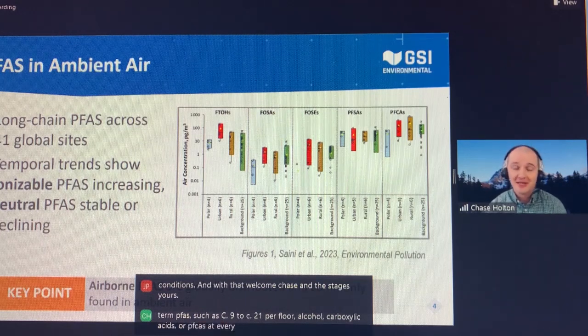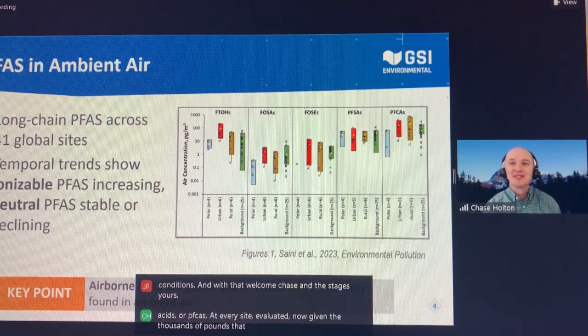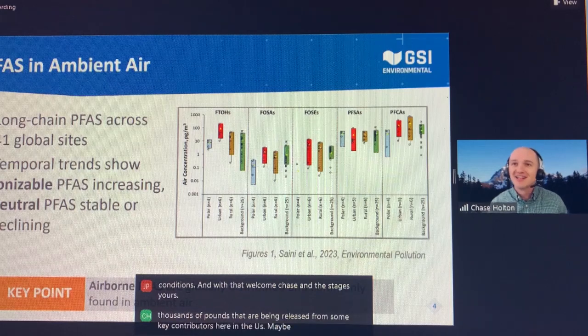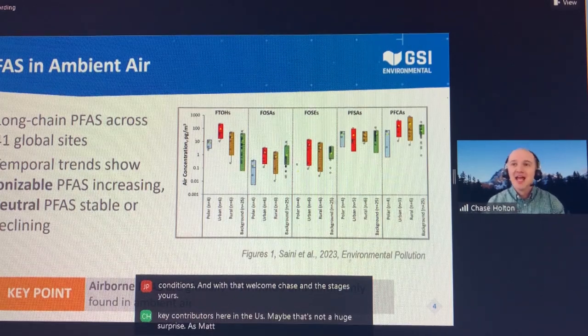And they found long-chain PFAS, such as C9 to C21 perfluoroalkyl carboxylic acids, or PFCAs, at every site evaluated. Now, given the thousands of pounds that are being released from some key contributors here in the U.S., maybe that's not a huge surprise, as Matt just shared with us. But I wanted to go over some of the trends that they saw.